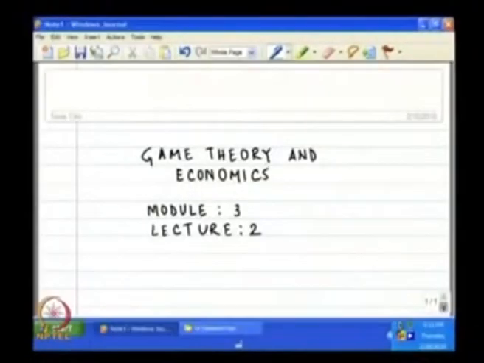Welcome to the second lecture of module 3 of the course called Game Theory and Economics. Before we start this lecture, let me just take you through what we have covered in this module so far in the first lecture. We have been discussing application of game theory and application of Nash equilibrium in particular in various situations.